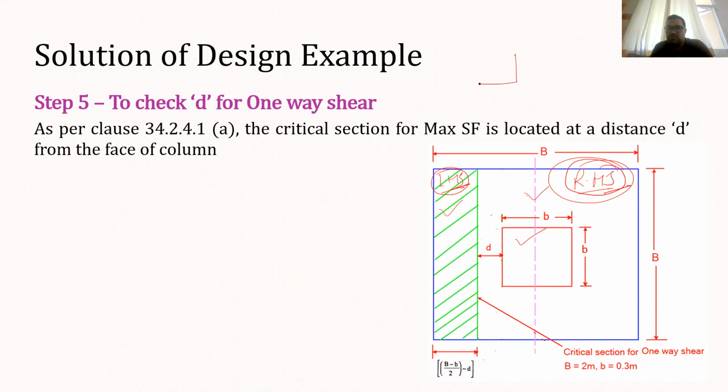Even in the section, if you look at it, this force is coming, and the critical section for shear is at distance D. On the LHS, you can see only the upward force, but on the RHS, we have this upward force as well as this downward force. So we have to find the algebraic sum of these vertical forces to calculate the shear force. Here again, we are considering the LHS part only.